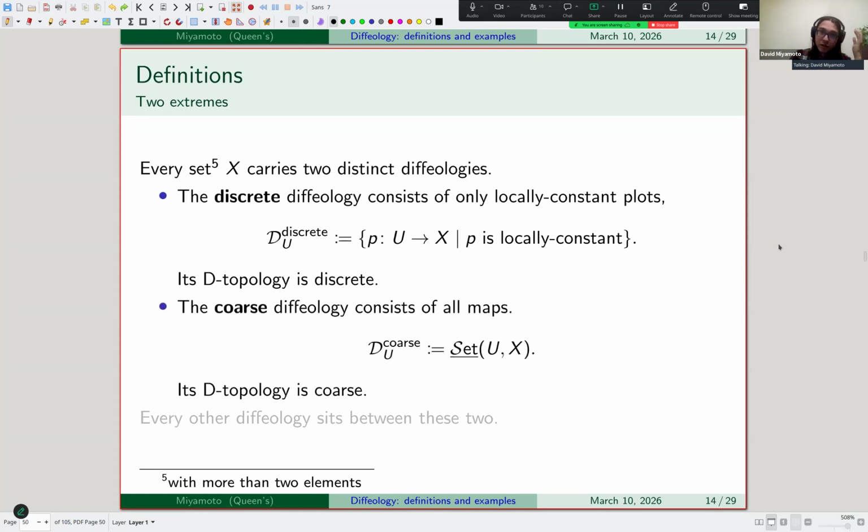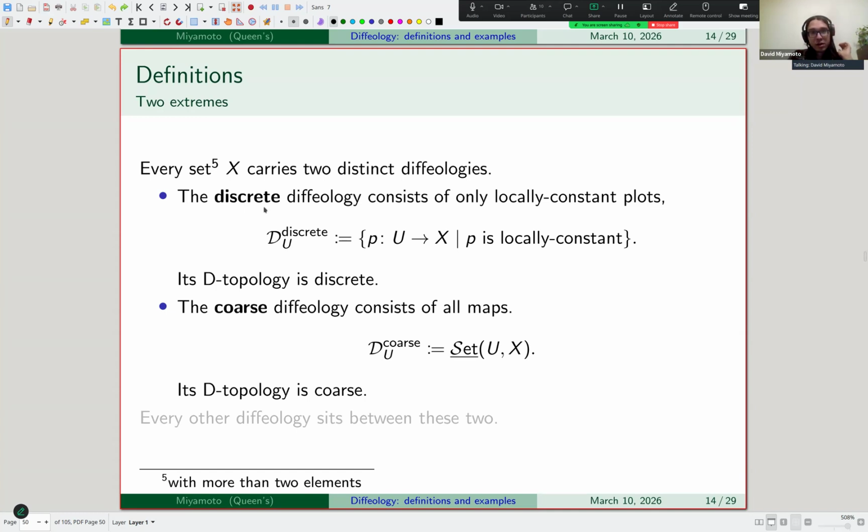So that's one diffeology, the discrete diffeology. And then there's also the coarse diffeology, where I do the other extreme, where I take everything to be smooth. Every map into X is considered a smooth map. Then I have the coarse diffeology, and the D topology is coarse. So the only open subsets are the whole space and the empty set.